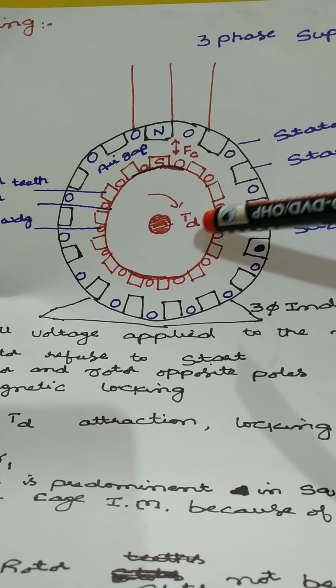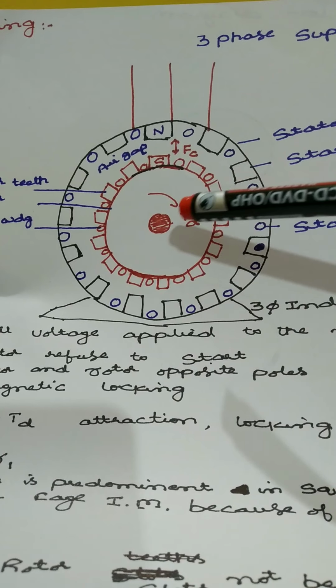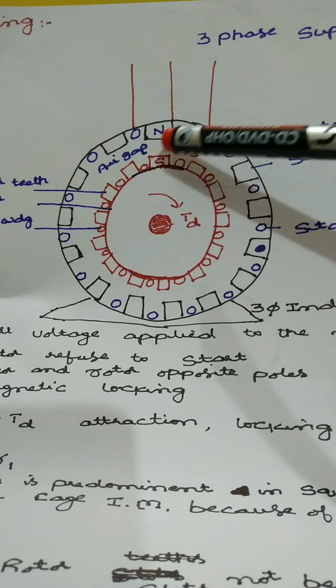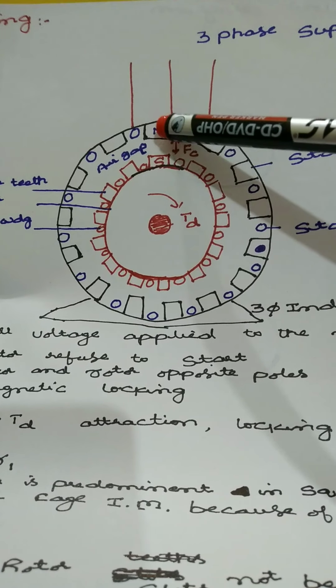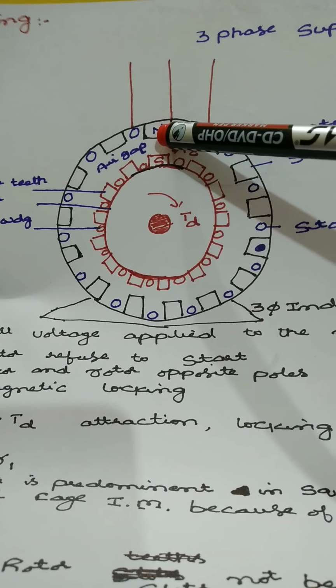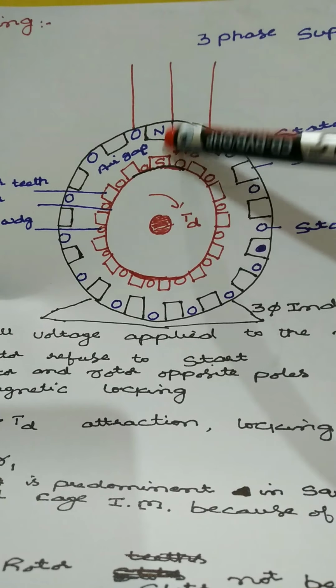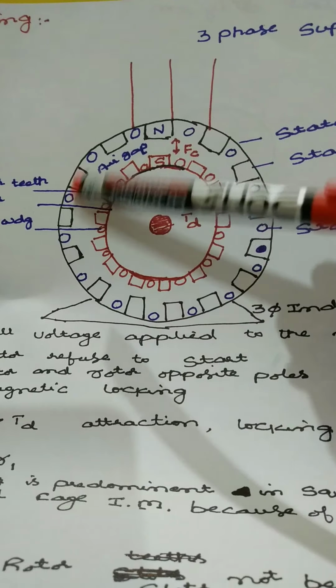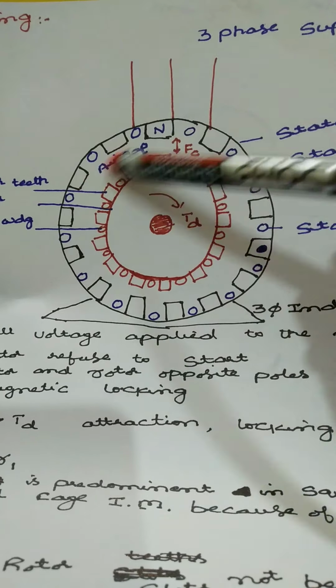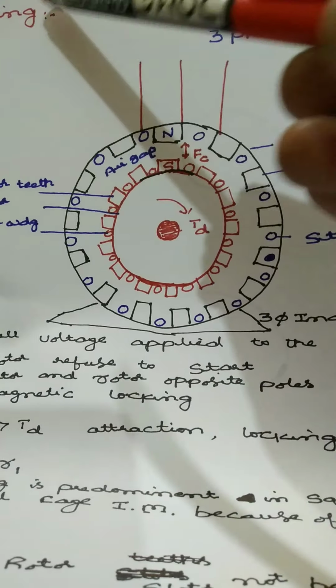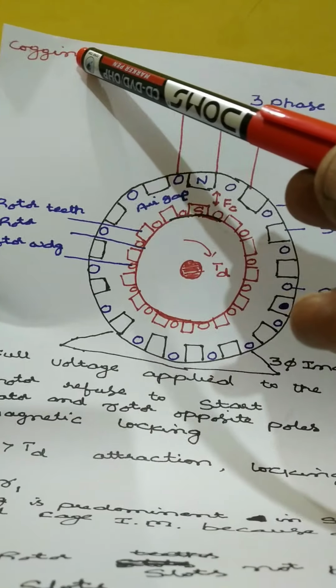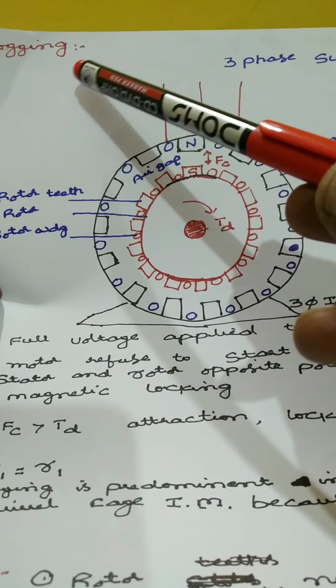And now what happens? Attraction will exist between the stator teeth and rotor teeth. Sometimes magnetic locking will take place. Such a phenomenon we call the cogging phenomenon in an induction motor.